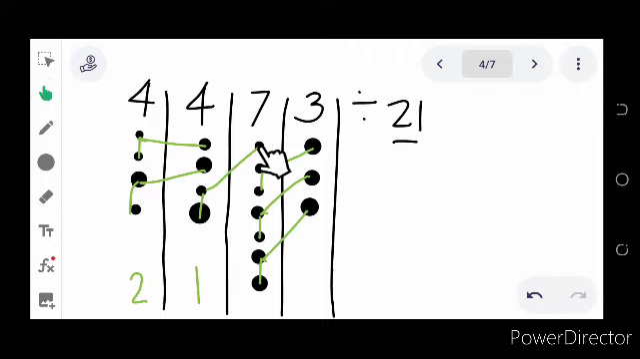Next, do not count this connection because it started here and we have already counted that one here. So you have to start here. 1 connection started, 2 connections started, and you have 3 connections started. So this is 3. And then you don't have any connections here, so you do not write anything. Therefore, 4,473 divided by 21 is equal to 213.